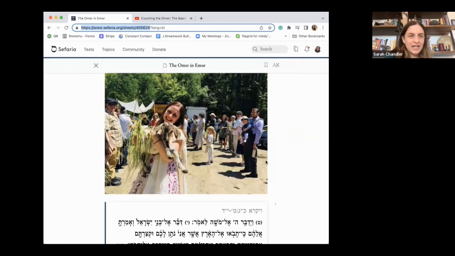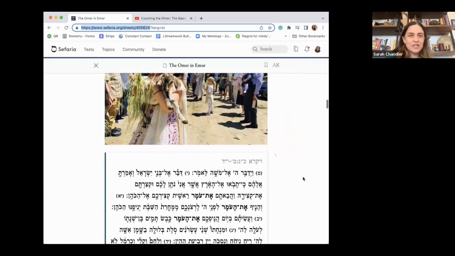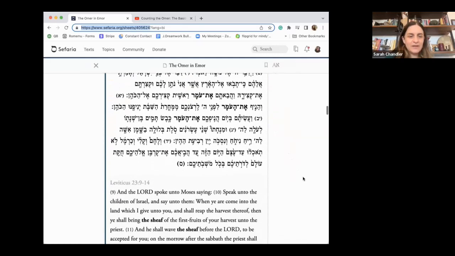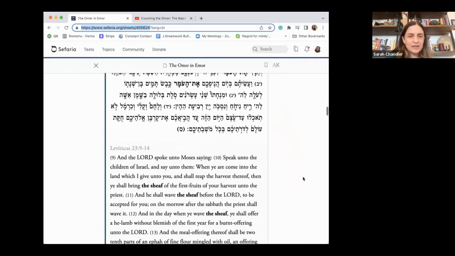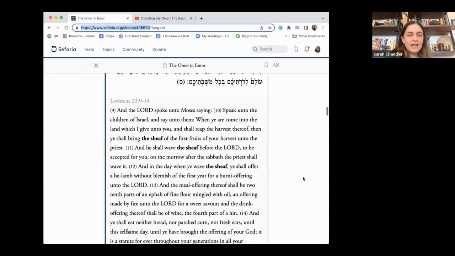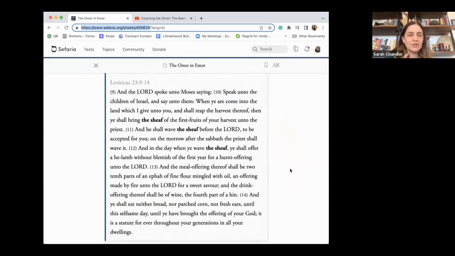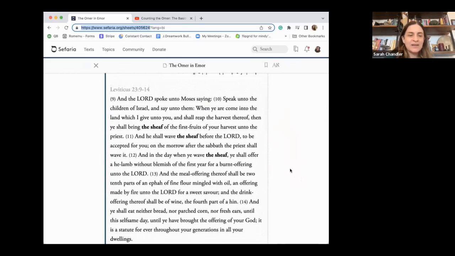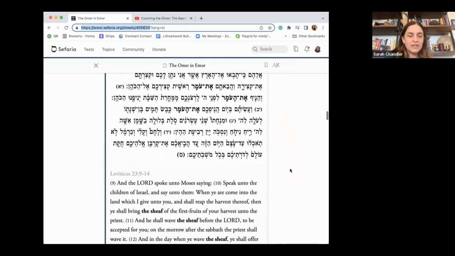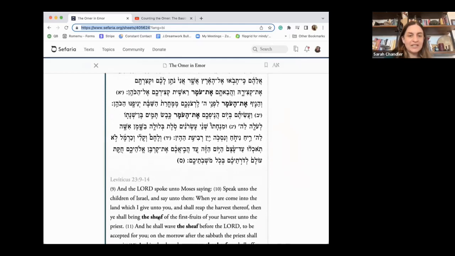Let's go to our Parsha, and some of the answers to these questions will be revealed very soon. So we're in Leviticus 23 in our Parsha. God spoke to Moses, saying, "Speak unto the children of Israel and say to them, when you come to the land I give you and reap the harvest thereof, bring the sheaf of the first fruits of your harvest to the priest." This bold English is the word Omer. It's being translated here as sheaf.